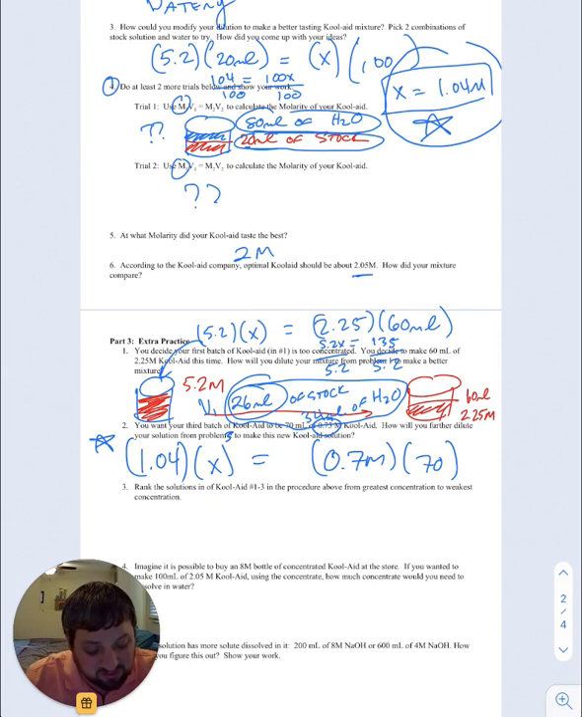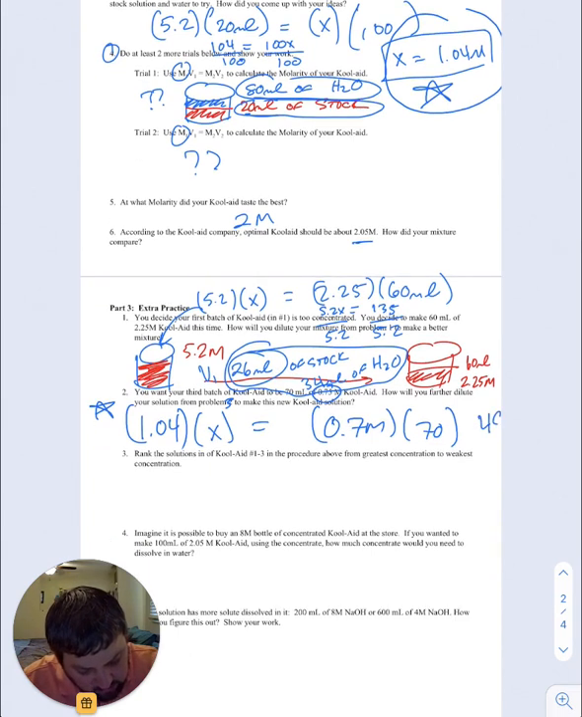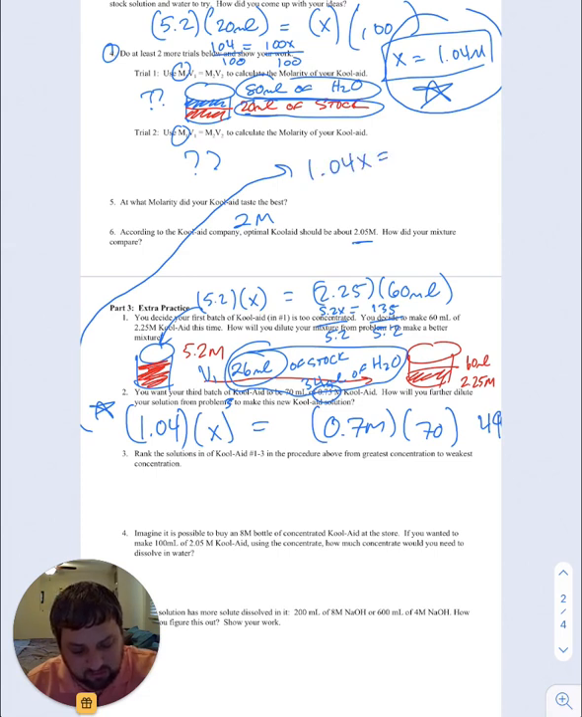So 70 times 0.75 is going to be 49, all right, and 49 is then going to be equal to 1.04x. Again, I'm going to try to sneak this work right up here so we can see 1.04x is equal to 49. How do I get x by itself? I divide both sides by 1.04, and now let's let the calculator do the work. What we get is 47 milliliters of stock, right?